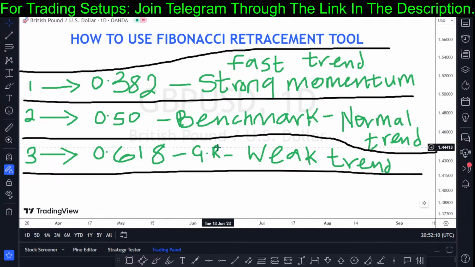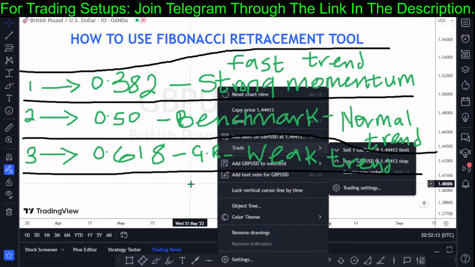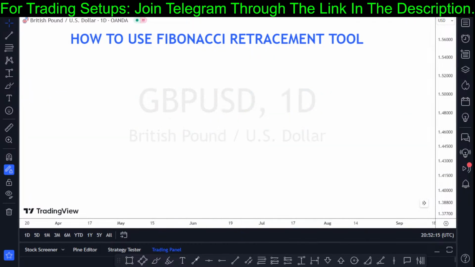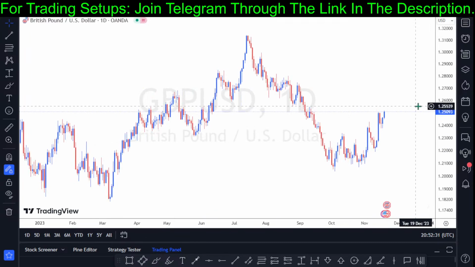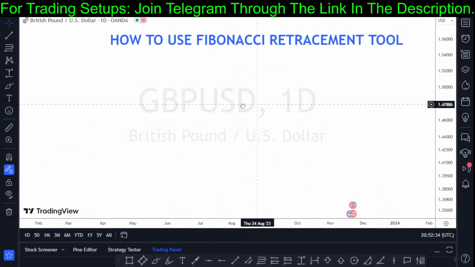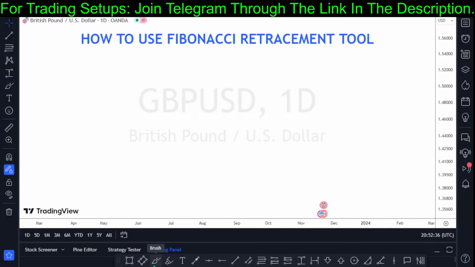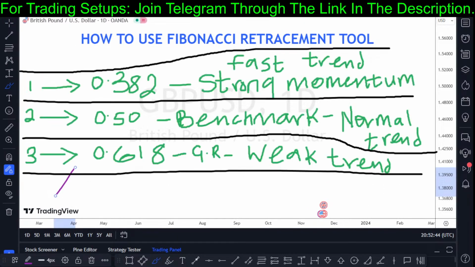So these are the levels you look out for in the market. Now let's see how we can use these levels in an uptrend and then in a downtrend. So first, let's move our chart to fit. So in an uptrend, let's try to see this first. When you have price moving in an uptrend, this is an uptrend. Okay, let's clean this off.